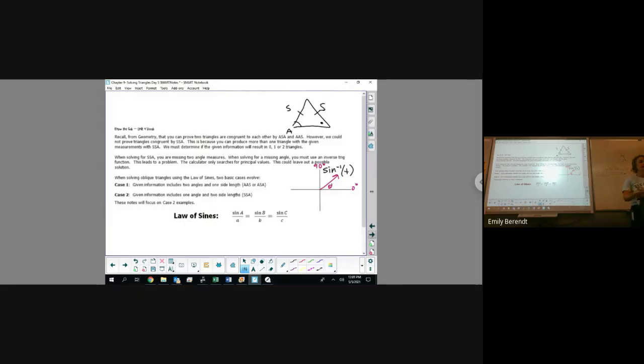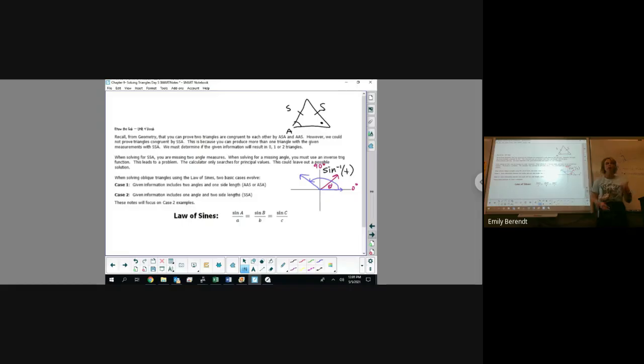So it misses the possibility of the other y value, because this is saying what angle has a y value that's positive. Well, what other quadrants have y values that are positive? Quadrant 2. So your calculator misses this one. It cannot return to you what type of an angle? Obtuse. It can't give you an obtuse angle.